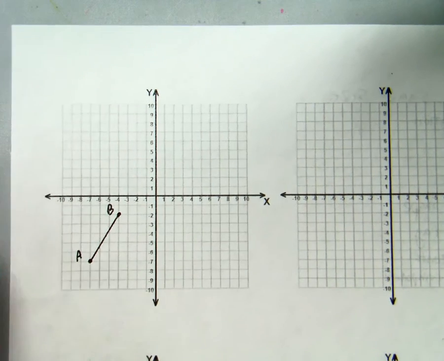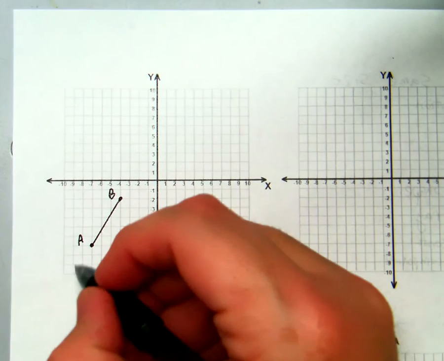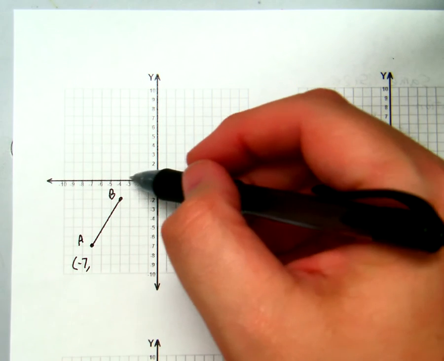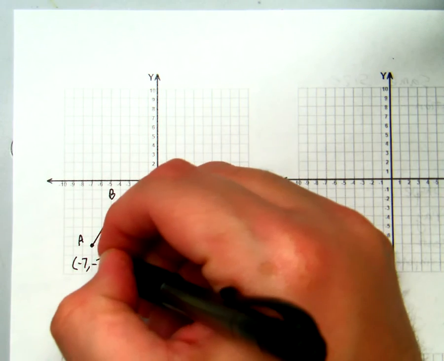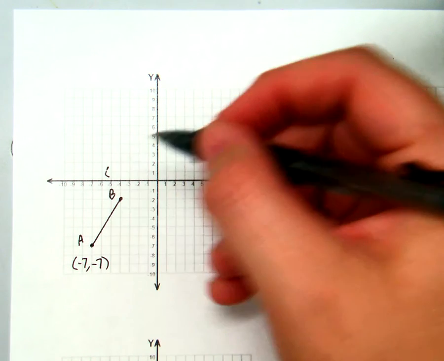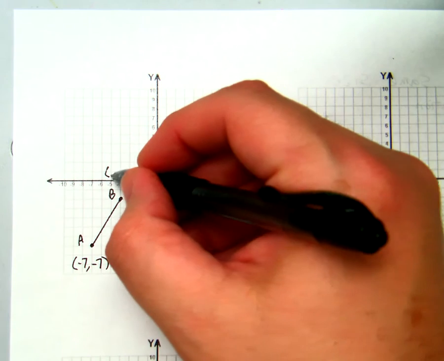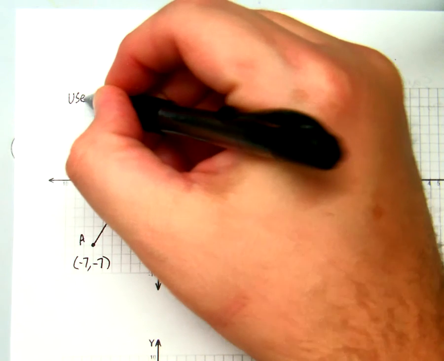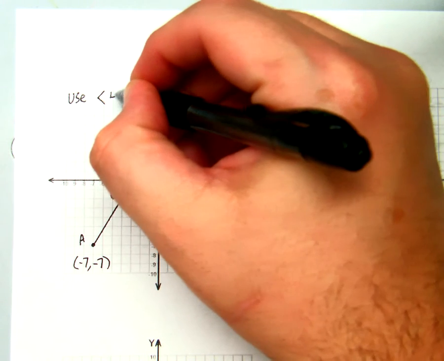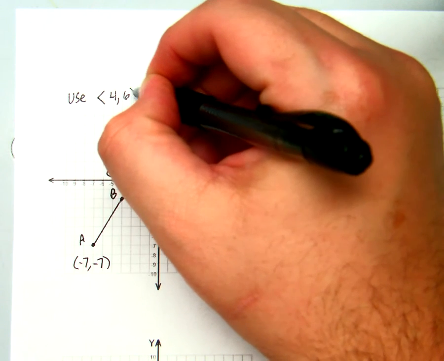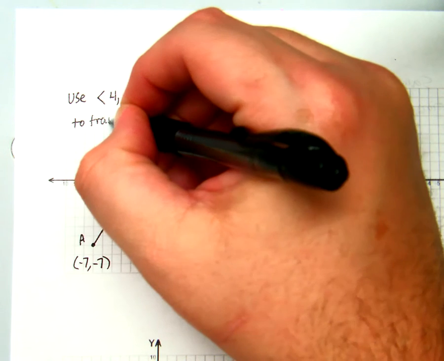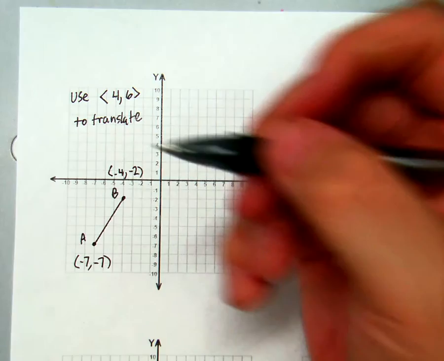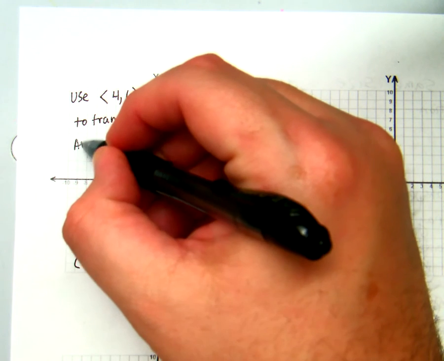Alright, here's AB. A has the coordinates -7, -7, and B has the coordinates -4, -2. I'm going to use the vector 4, 6 to translate AB to A prime, B prime.